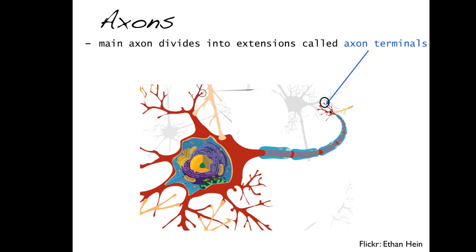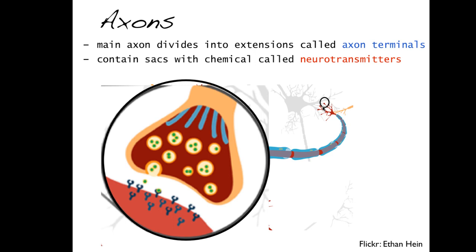If we blow up this one axon terminal connecting to the next neuron, you can see here that the axon terminal contains little sacs, little vesicles, and these vesicles contain something called neurotransmitters. Different neurons contain different neurotransmitters, and in future videos I'll talk about some of them. So you may have heard of acetylcholine, serotonin, dopamine. Those are all neurotransmitters. Neurotransmitters are responsible for communication between neurons.